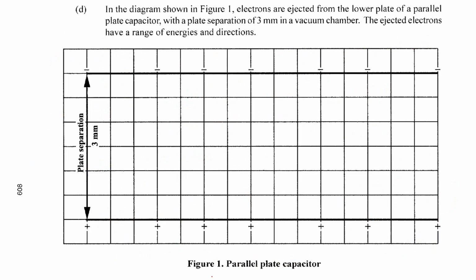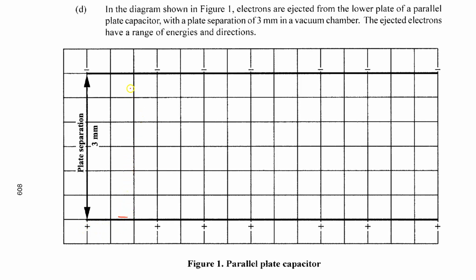It says that in the diagram shown in figure 1, electrons are ejected from the lower plate of the parallel plate capacitor with plate separation of 3 millimeters in a vacuum chamber. It says that the ejected electrons have a range of energies and direction. So it said that the electrons are being ejected from the lower plate.